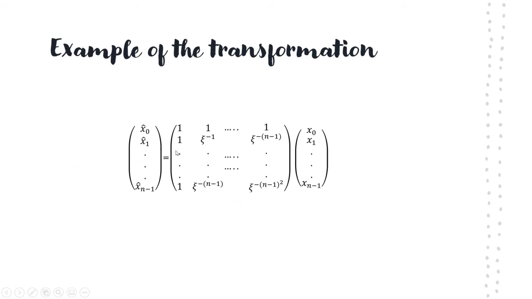This is an example of this transformation we have here, right? These are the inputs. It takes x, and the transformation maps it to x hat.